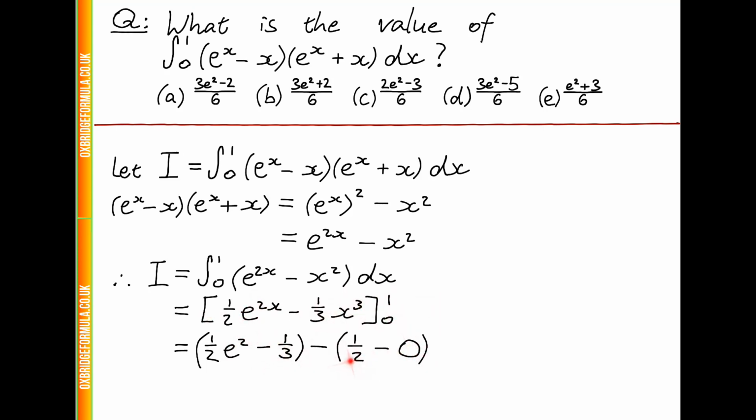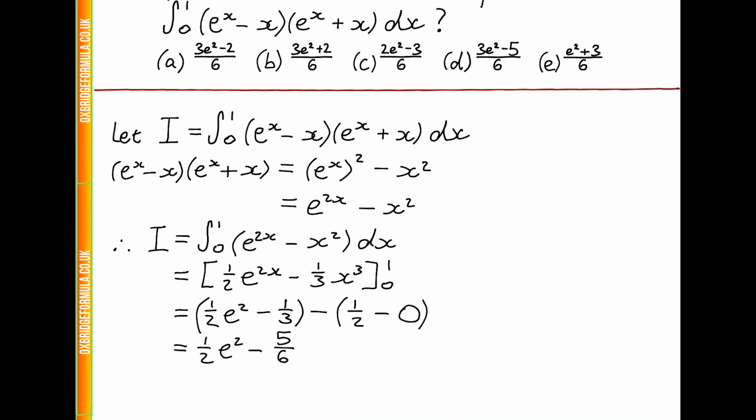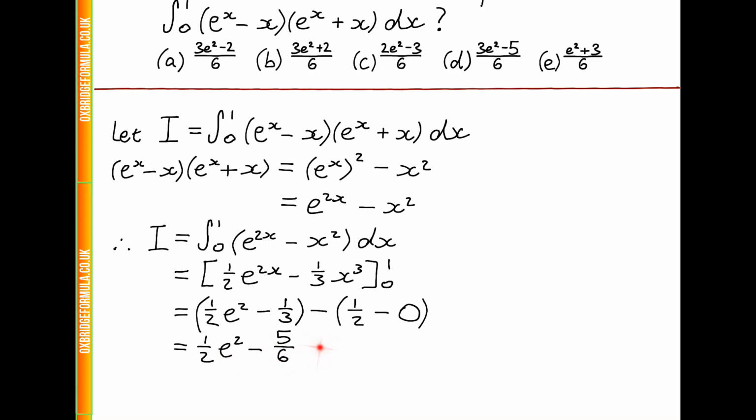So we have minus a third and minus a half, so bringing those together we have minus 5/6, and therefore this is our solution. But if we look at the 5 options, this isn't one of the options in this form, because we need to write it as just one fraction, as that's how all the options are written. So if we put everything over 6, then we just have 3e squared minus 5 over 6, which we can see is option D.